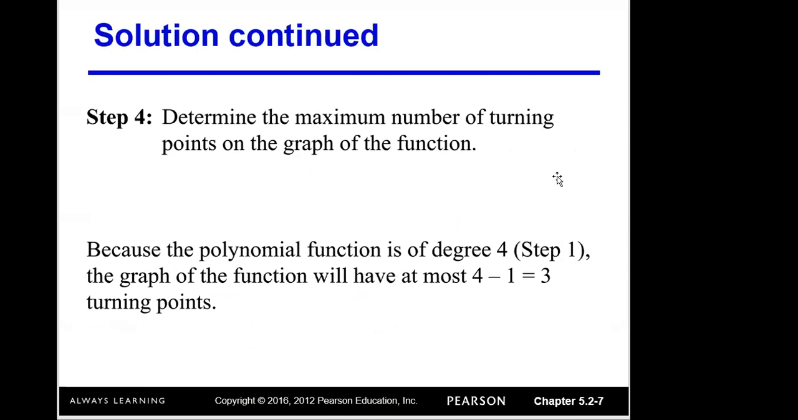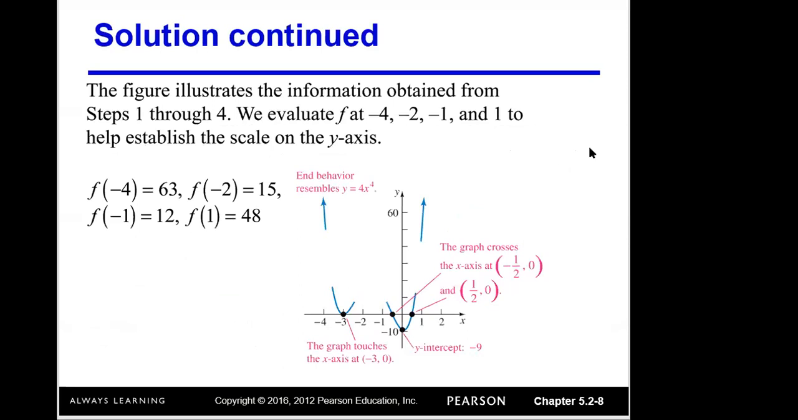And determine the maximum number of turning points. Okay. The degree was 4, right? The degree was 4. So at most, it will have 4 minus 1, which is 3 turning points. And now they're looking at this.